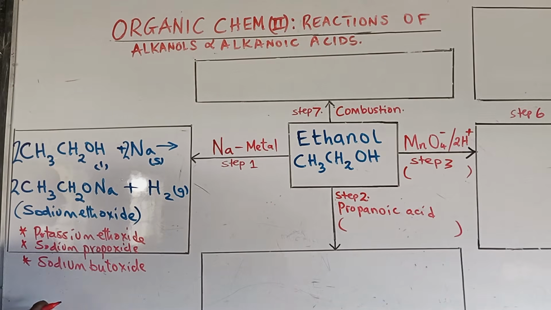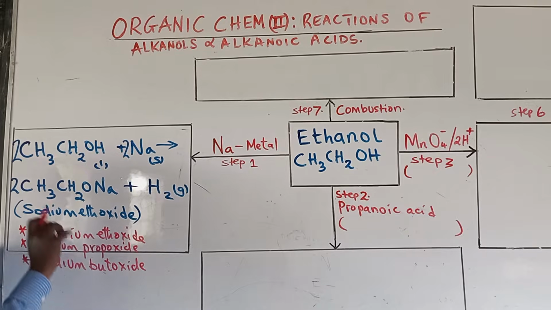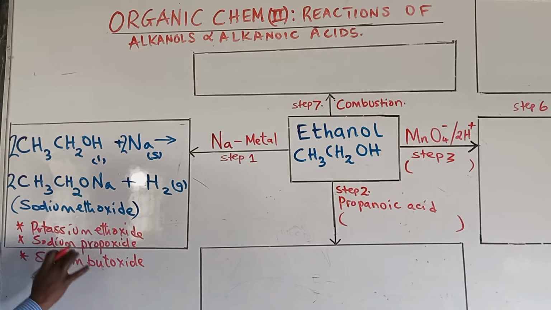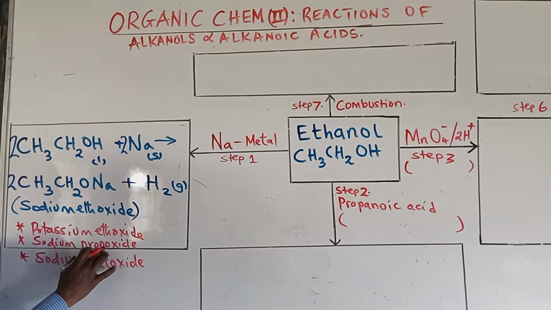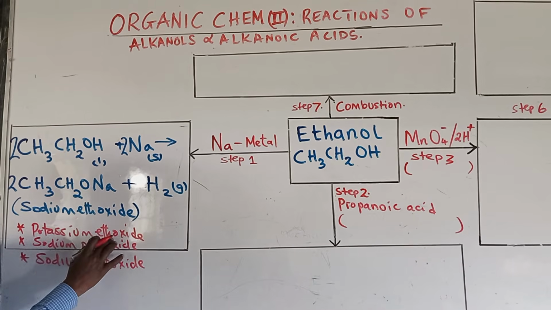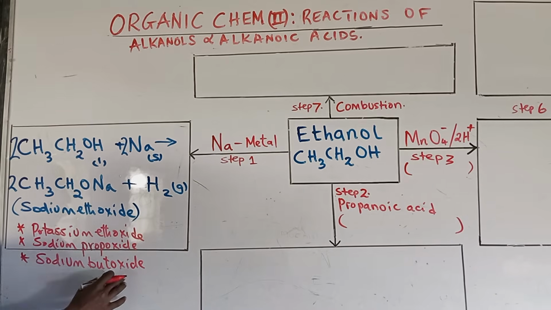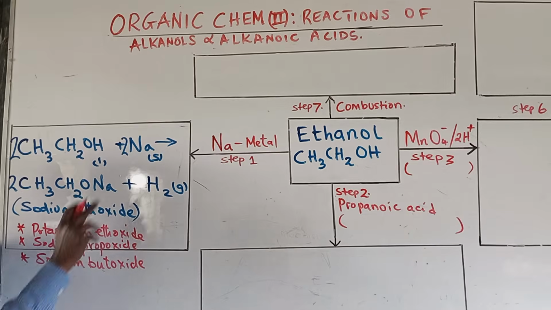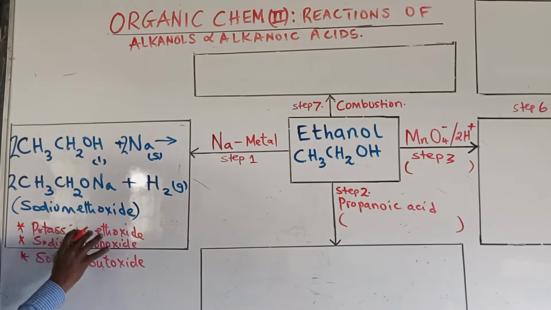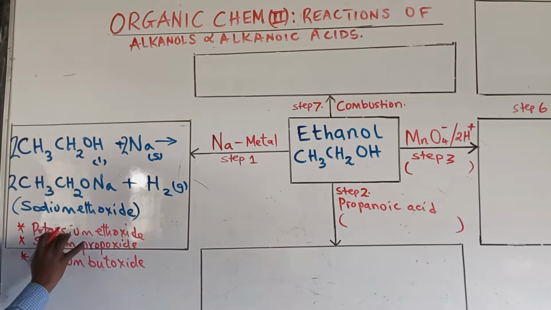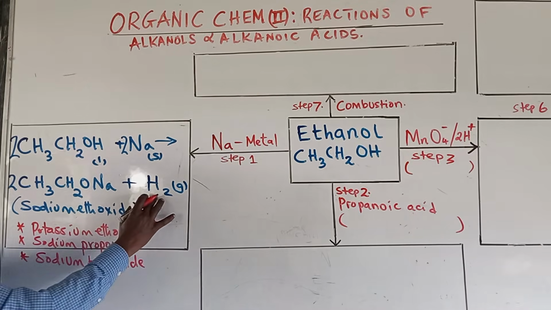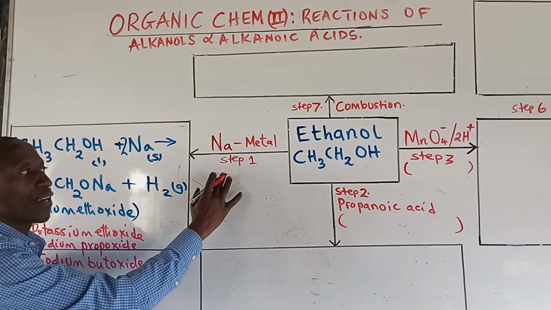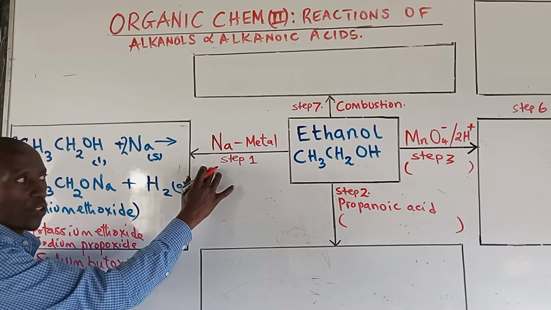So when you have 1 oxygen attached to the metal and the alkyl here, then we have this kind of naming. I'm doing this so that we are able to differentiate this reaction from when we have maybe sodium propanoate, potassium ethanoate, sodium butanoate. That kind of case will be coming up later in our equations. So let us master that. It is ethoxide and hydrogen gas. That is step number 1, the reaction of alkanols with highly reactive metals.